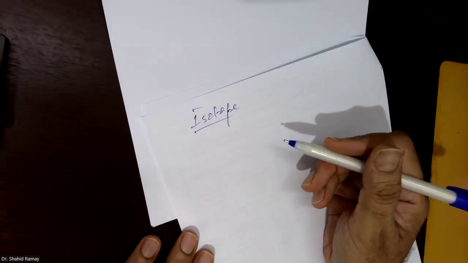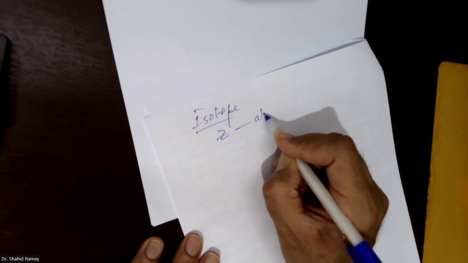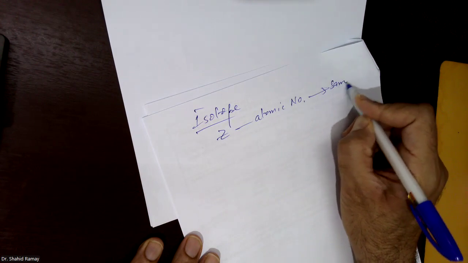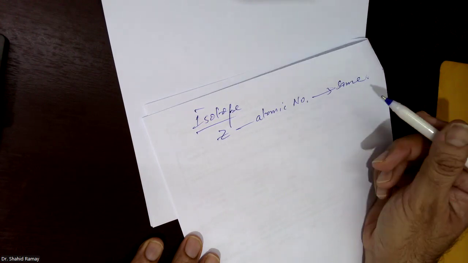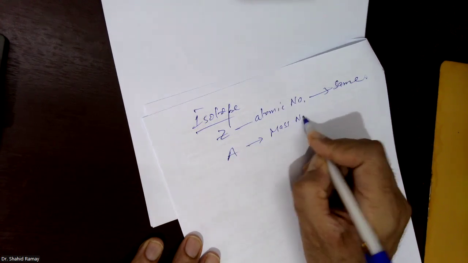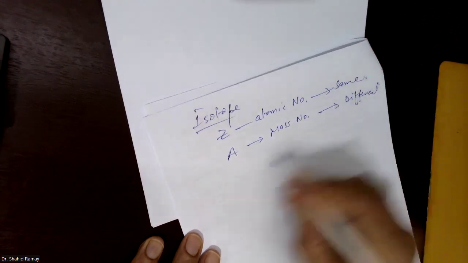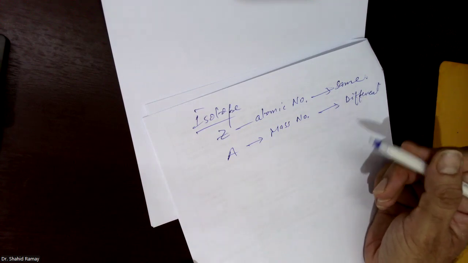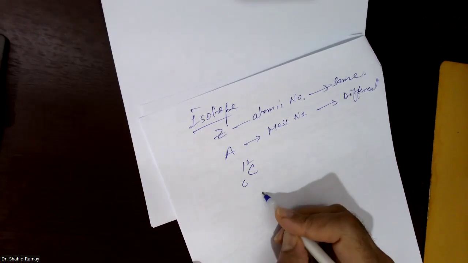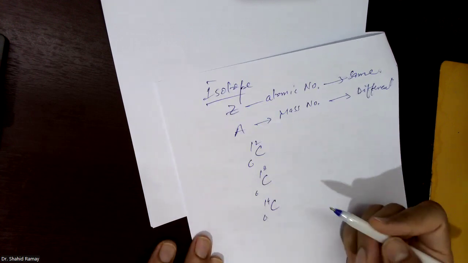So isotope, we can say that in isotope, the Z is the atomic number and remains the same, and A is the mass number and it should be different. So if A is different and Z is same, then we call it isotopes, like C-12, C-13, and C-14. These are the isotopes.